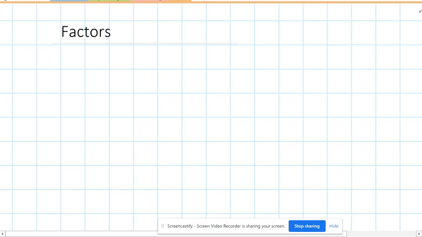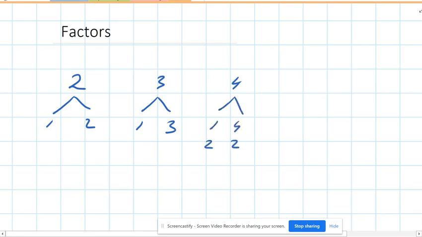Something like the number 2, for example, has factors 1 by 2, 1 by itself. The number 3 has factors 1 by 3. The number 4 has factors 1 by 4, but it also has 2 by 2. The number 10, for example, has 1 by 10, 2 by 5. And we can start off like that, and these are the basic ones.